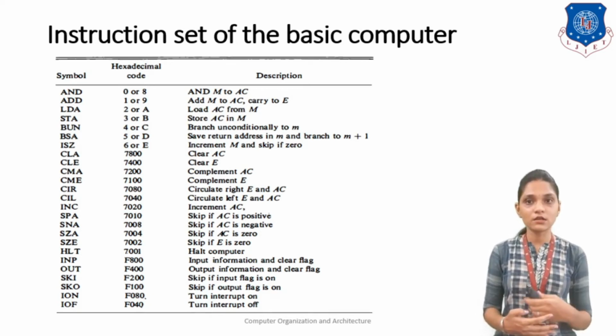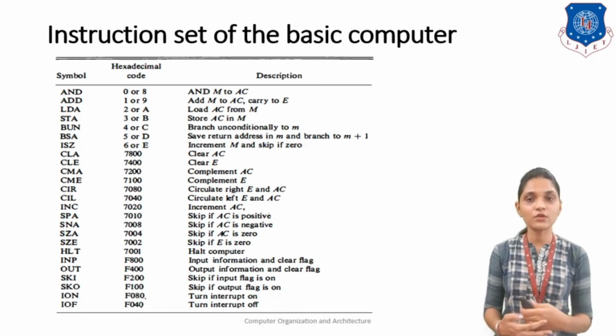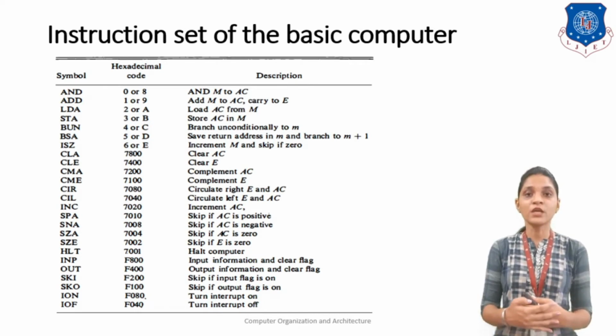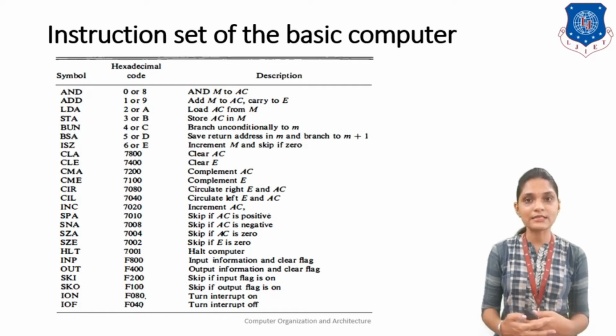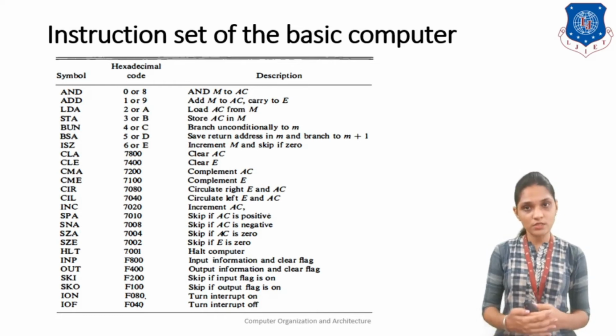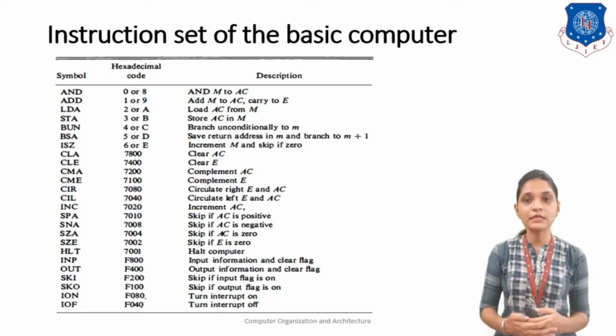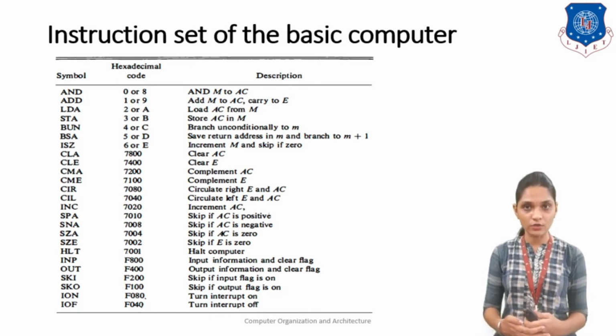For any code, we are going to use this HLT instruction to acknowledge the assembler that our code has ended over here. Next, we can use the IO reference instructions. These are INP, OUT, SKI, SKO, ION and IOF. From these instructions, INP and OUT are the instructions for communicating with an IO device.